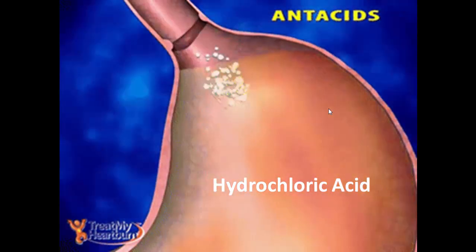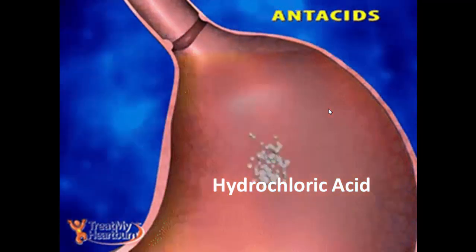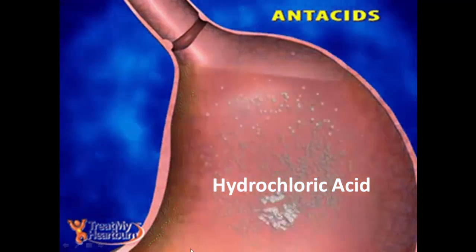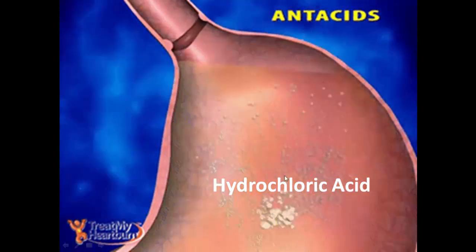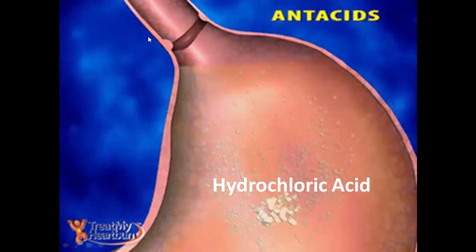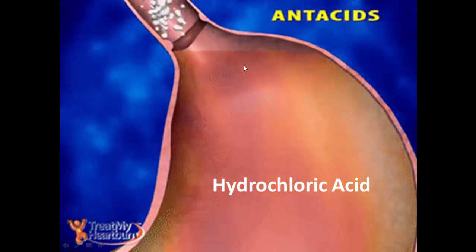Acid and alkaline in our daily life. Antacid is the medicine we use to neutralize the acid in our stomach. As we know, the acid in our stomach is hydrochloric acid, and this acid is a strong acid. So to neutralize the strong acid, we need alkaline in the form of antacid.